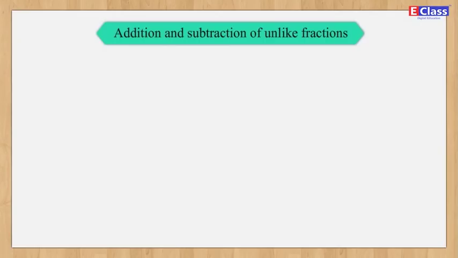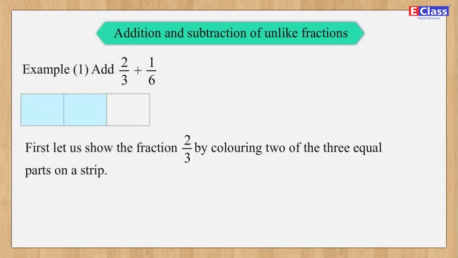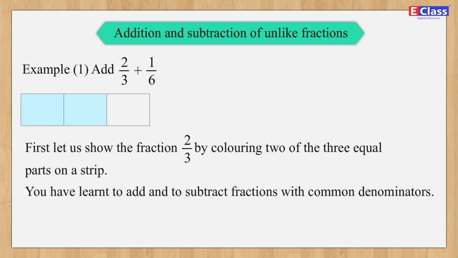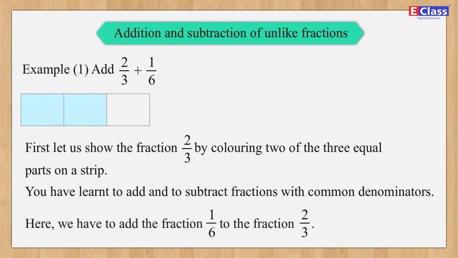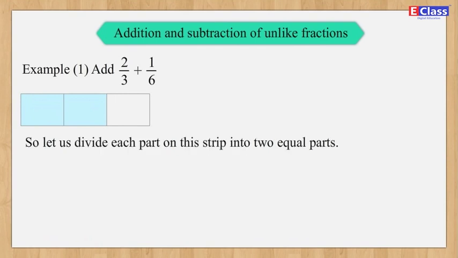Addition and subtraction of unlike fractions. Example 1. Add 2/3 plus 1/6. First, let us show the fraction 2/3 by coloring two of the three equal parts on a strip. You have learned to add and to subtract fractions with common denominators. Here, we have to add the fraction 1/6 to the fraction 2/3. So, let us divide each part on this strip into two equal parts. 4/6 is a fraction equivalent to 2/3.